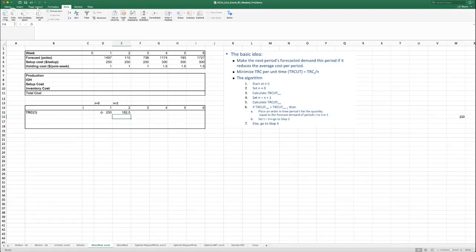We need to compare these two numbers. Okay, so we need to compare 182 with 250. We will stop once this number is greater than this number. So in this case, 182 is less than 250, which means we can continue. But if, let's say, this number 182 was greater than 250, we would have stopped at that point. But since it's less, we'll continue and start again with step number 4, which is we increment n again. N is equal to 3.